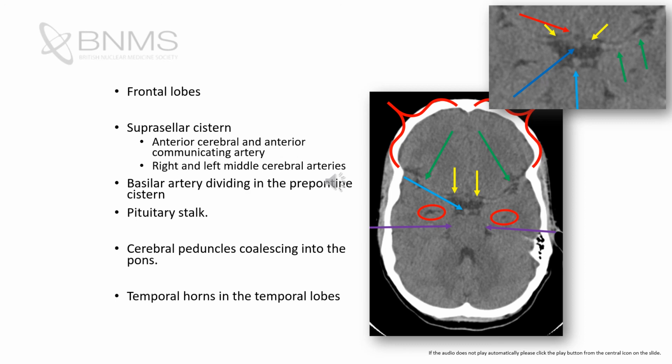Between the two purple arrows, we see the cerebral peduncles coursing inferiorly and coalescing to form the pons of the midbrain. Within the two red ovals, we can see the right and left temporal horns of the lateral ventricles within the temporal lobes.